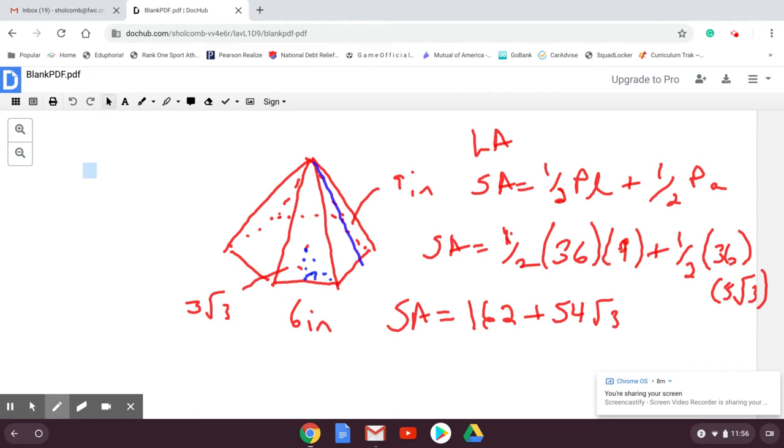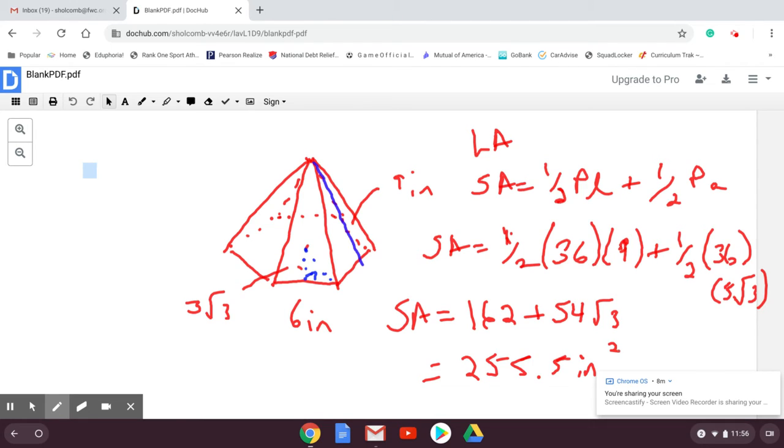Let me get the square root of 3 times 54. And I'm getting approximately 255.5, and this is inches squared. All right, so that's how you would go about finding the lateral and surface area of that pyramid.